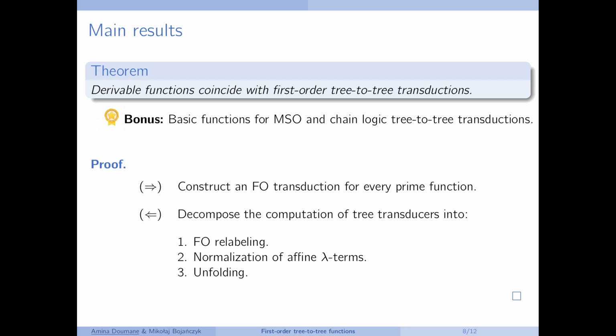So to get this direction, we show that every first-order tree-to-tree transduction can be decomposed into three functions. The first one is what we call a first-order relabeling. The second one is normalization of lambda terms. And the third one is a function called unfolding. Now, to show that a first-order transduction is derivable, it is enough to show that each of these three functions is derivable. So let me say a word about each of them.